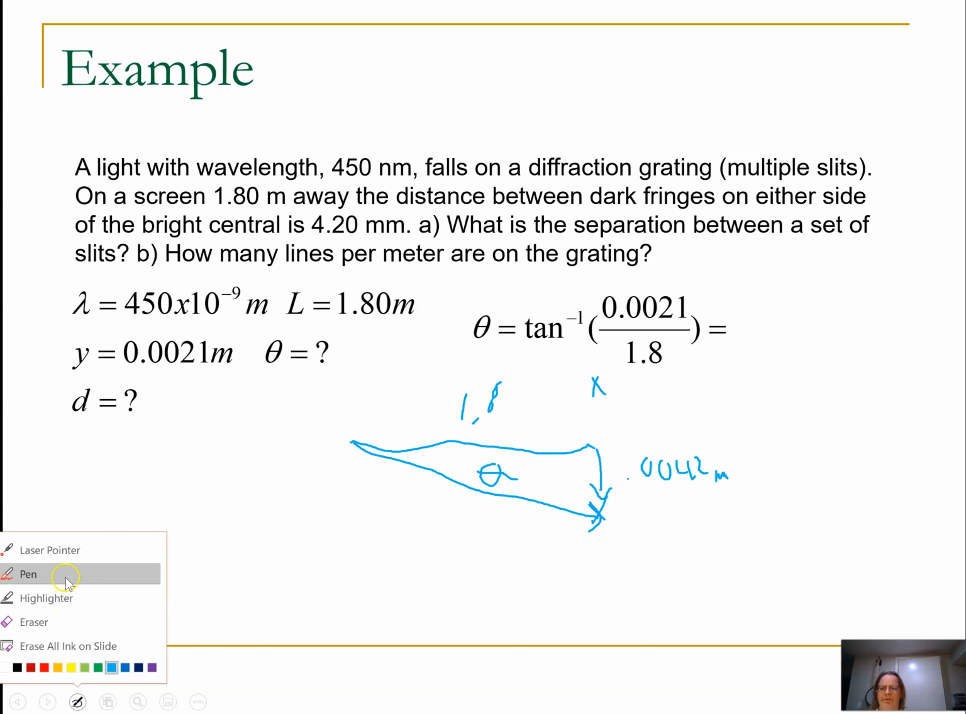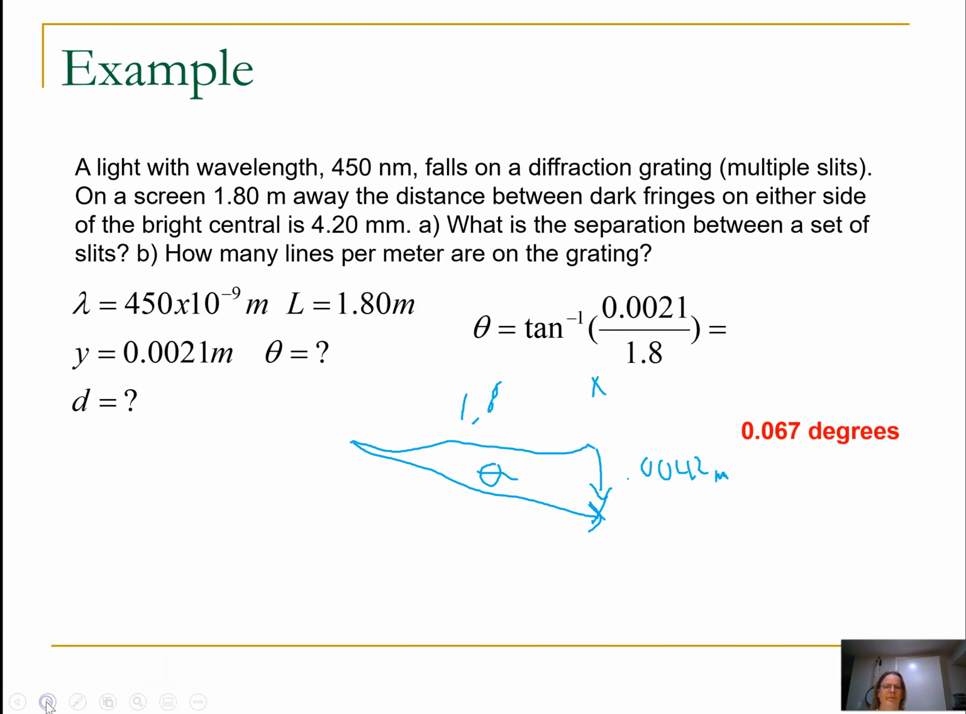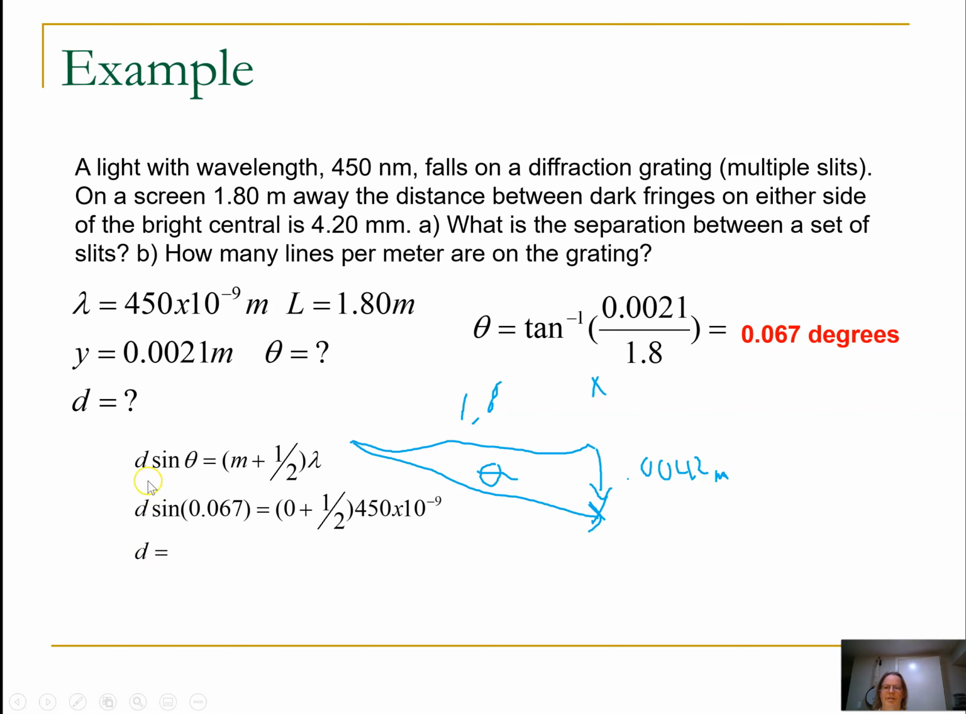And you get 0.067 degrees. Pretty exciting stuff, guys. Then you plug that back in and solve for the d. But remember, you're doing the first dark fringe, so the m is 0, and that's a half. And it's 450 times 10 to the negative 9th. Blah, blah, blah, you get it. There you go, now that's the distance.